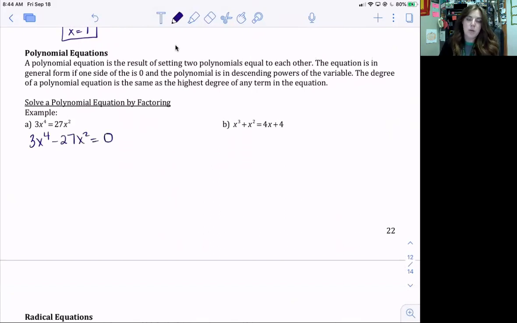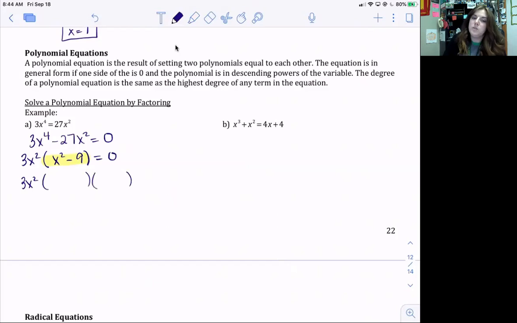Okay, whenever we have two terms, we want to start off with looking for a greatest common factor, which here would be 3x squared. We divide, we're left with x squared minus 9 equals 0. Now we want to be careful here with this x squared minus 9. We can factor that further. So this is 3x squared times the quantity, we're going to do the difference of two squares. So the square root of x squared equals x, and the square root of 9 equals 3. So this is x plus 3 times x minus 3.